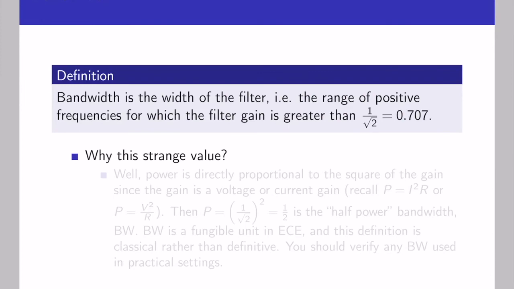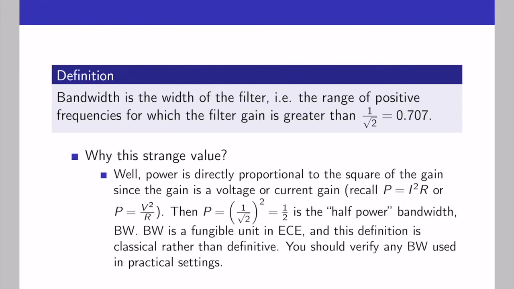Why this particular value? Well, the power is directly proportional to the square of the gain, since the gain is a voltage or a current gain. So remember we had P is equal to I squared R, or P is equal to V squared over R. So that's a square relationship. If we take 1 over the square root of 2 and square it, we get 1/2. We call that the half power bandwidth.